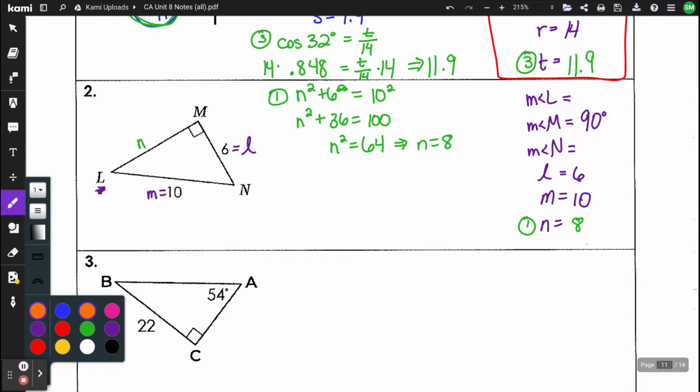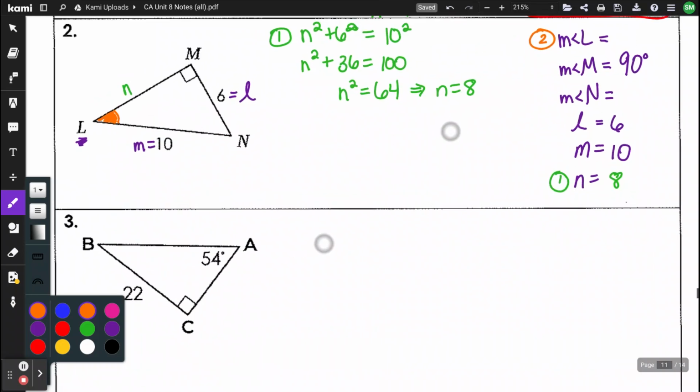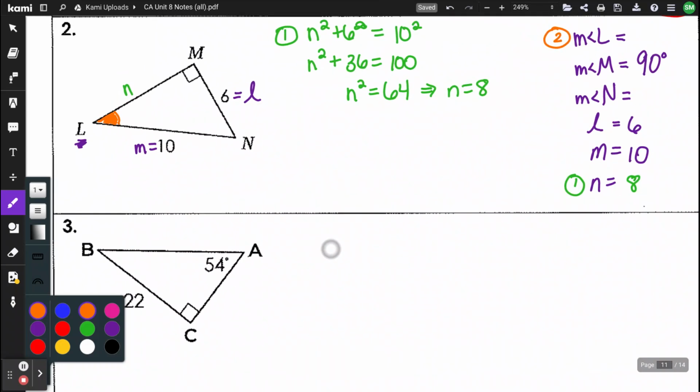Next thing we're going to do is find one of our missing angles. I'm going to start with angle L here. That's going to be our step number 2. Now, when you only have the 90-degree angle, you have to use inverse trig. So, step 2, I'm going to look at angle L, label my sides. So here we have opposite, here we have hypotenuse, and adjacent.